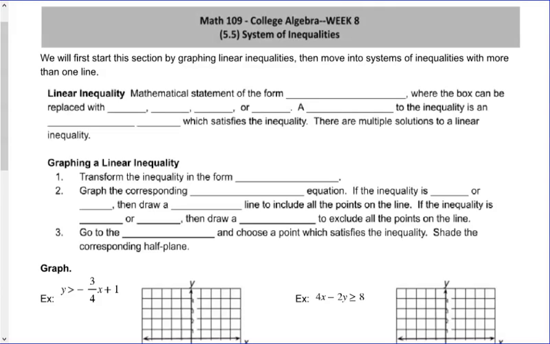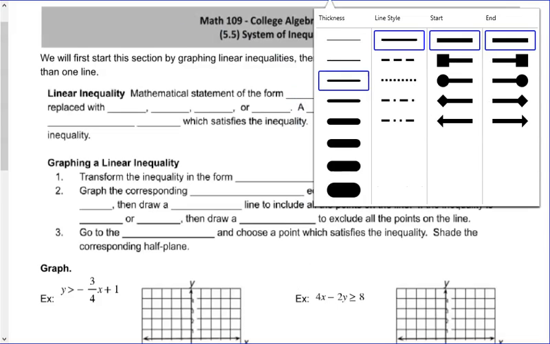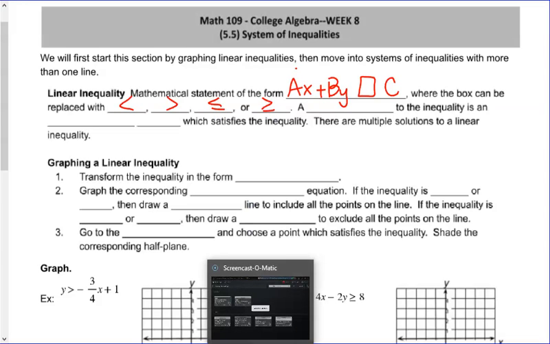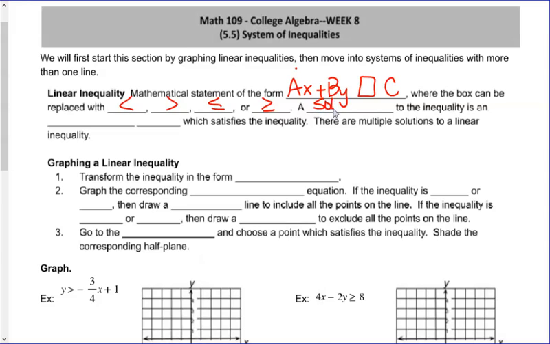And so let me remind ourselves about a linear inequality. A lot of times we're just going to do some lines, but we're also going to have some other shapes in here as well. A mathematical statement of the form ax + by with something equal, greater than, less than, greater than or equal to, less than or equal to c, where the box can be replaced with less than, greater than, less than or equal to, or greater than or equal to, is what we refer to as a linear inequality.